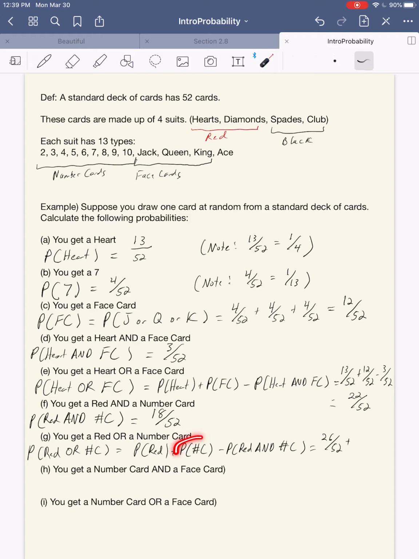Plus the number cards, well, number cards, we said that there's 1, 2, 3, 4, 5, 6, 7, 8, 9 number cards and 4 suits. So 9 times 4 sounds like it's going to give us 36 out of 52. And then we need to subtract any overlap. Well, we just found the overlap is 18 out of 52. If we do that, 26 plus 36, that's going to be 62. Then minus 18, that sounds like 62 minus 18.